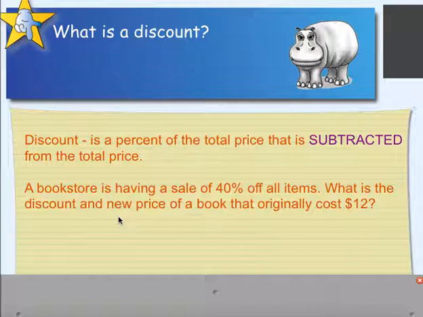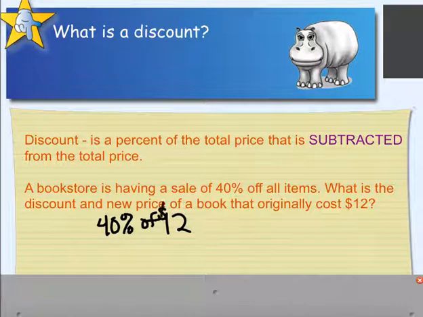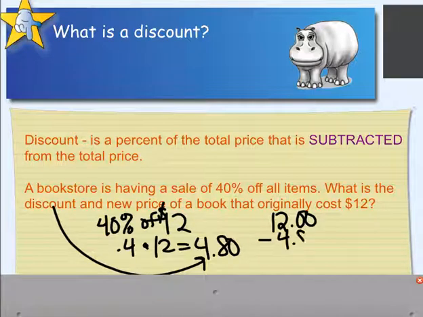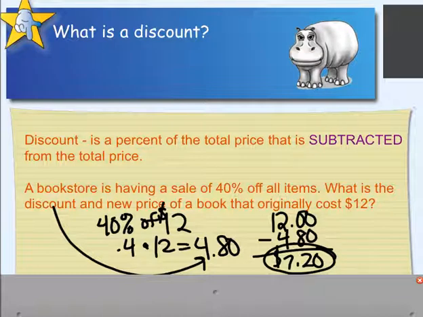Well, if we are going to decrease this by 40%, I want to find what is 40% of $12. So 0.4 of 12 is $4.80. That's how much I am going to save. So that's actually the discount. Whereas the new price, I'm going to take 12 and subtract $4.80 and end up with a cost of $7.20. That's how much I am actually going to pay for this book. That's a discount. We're taking away a certain percentage.